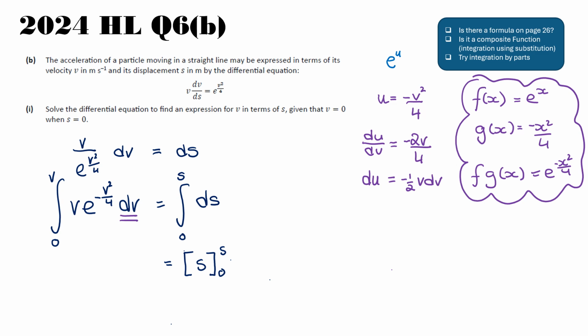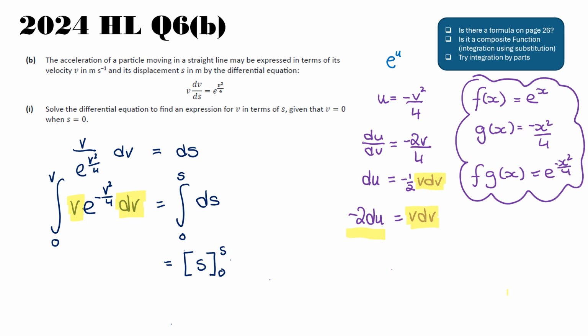Now, I'm going to actually use a highlighter here, it might be easier to see. We want to replace a dv, but we also have a v here we want to replace. Now we have that here, but that minus a half is not helping. So what we're going to do is bring that to the other side. So minus 2 du is equal to v dv. So we're going to change this v dv that we've highlighted into a minus 2 du.